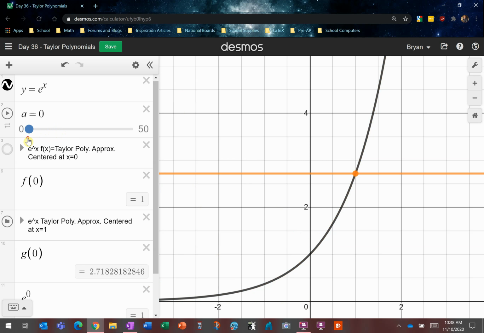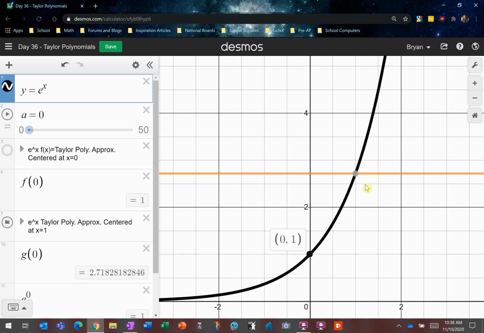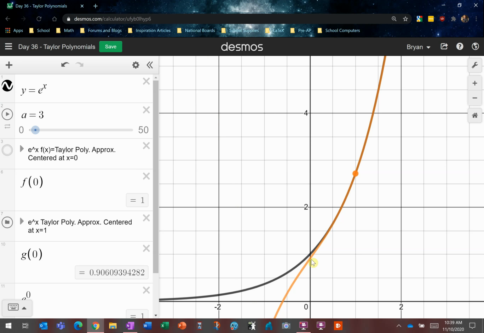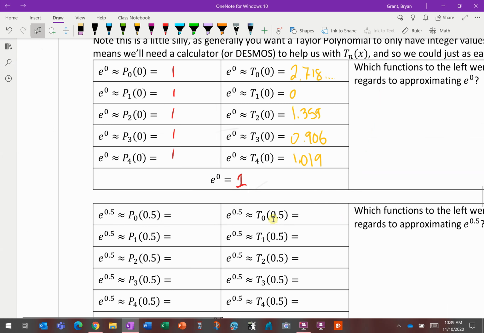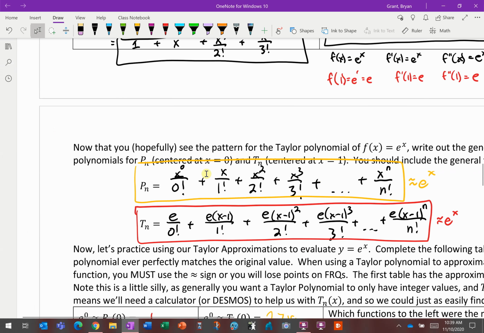So what we might notice then is if they're asking for a value where your polynomial is not centered, right? They're asking us for what happens at 0, and we centered at 1. It takes a while for that orange function to get really close. Like right here, these two values are pretty darn close. Here's that 0.906 and here's this one right here. But as we go further, the orange function gets closer and closer to the graph, and so our values get closer and closer together.